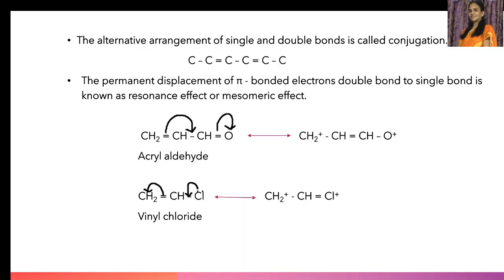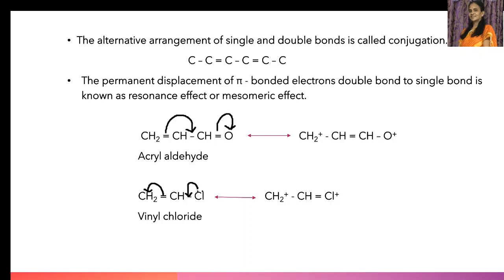Now let's see the example. Here C single bond C, then C double bond C, then single bond, double bond, single bond, like this. One single bond followed by double bond, again single bond followed by double bond, like this the chain goes, and these are called alternate single and double bonds. This is called conjugation, and such type of diene is called conjugated diene.